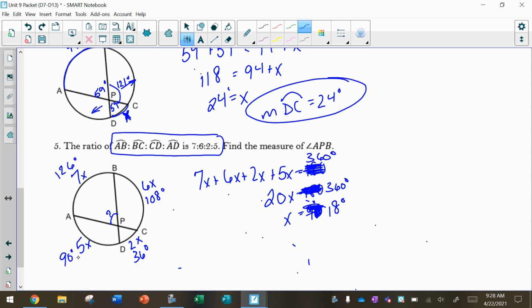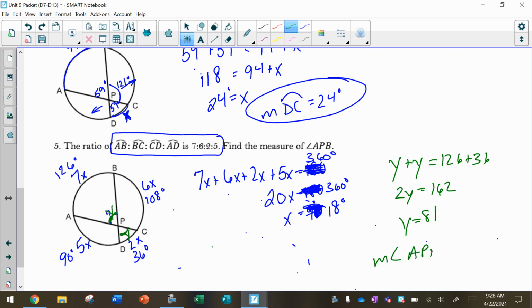So we are interested in this angle here, which is the same as this angle here. I'm going to call these y and y because I don't want to use x again. So y plus y, the intercepted arcs of those two y angles are 126 and 36. So 2y equals 126 plus 36 equals 162. And 162 divided by 2 is 81. So the measure of angle APB equals 81 degrees.